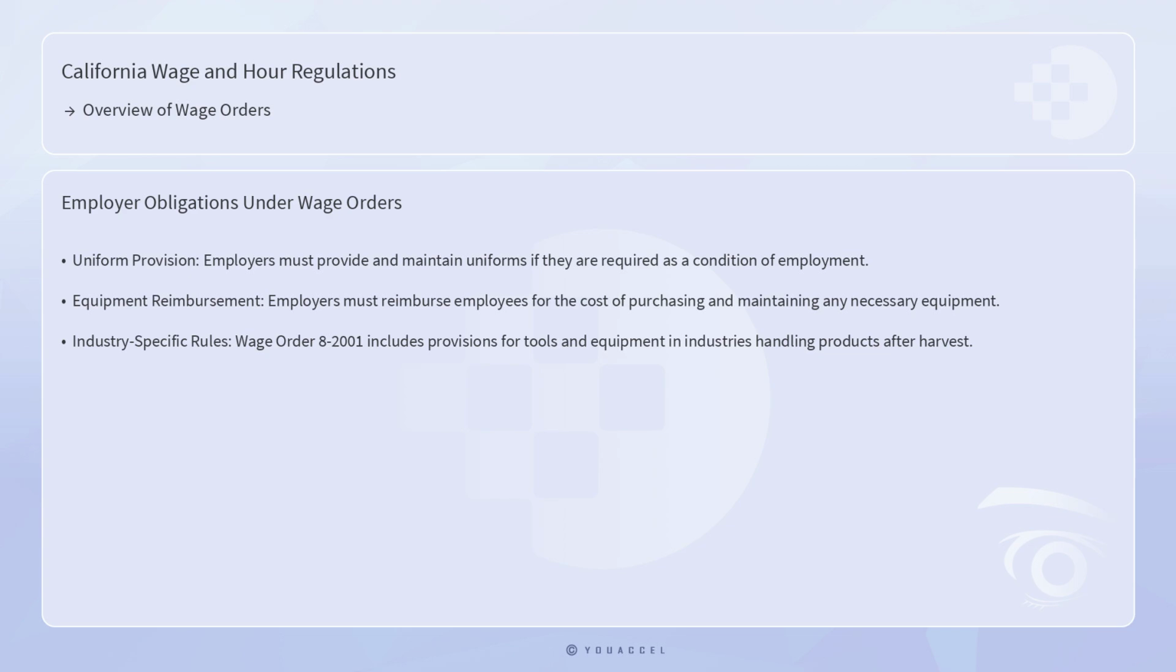The requirement for employers to provide uniforms and equipment is another significant aspect of wage orders. Employers must provide and maintain uniforms if they are required as a condition of employment, and they must also reimburse employees for the cost of purchasing and maintaining any necessary equipment. Wage Order 8/2001, applicable to the industries handling products after harvest, includes specific provisions regarding the provision and maintenance of tools and equipment used by employees.